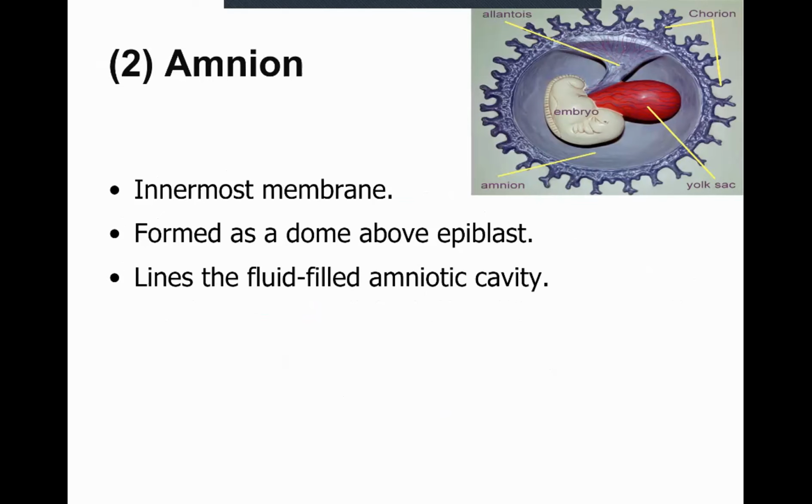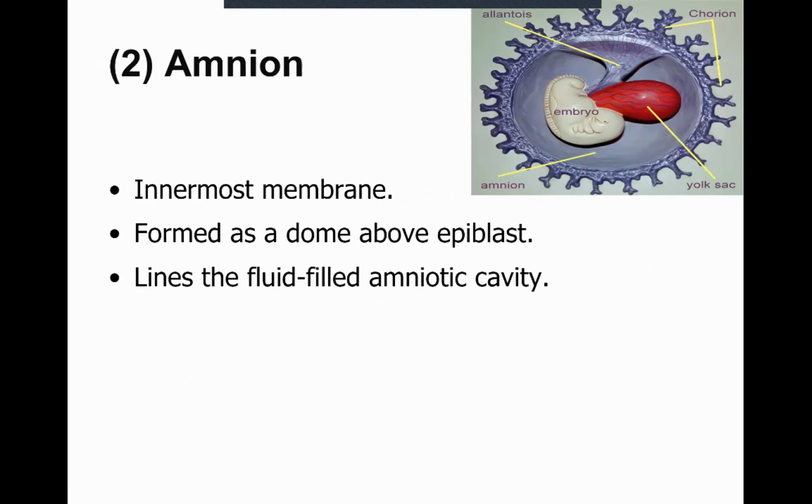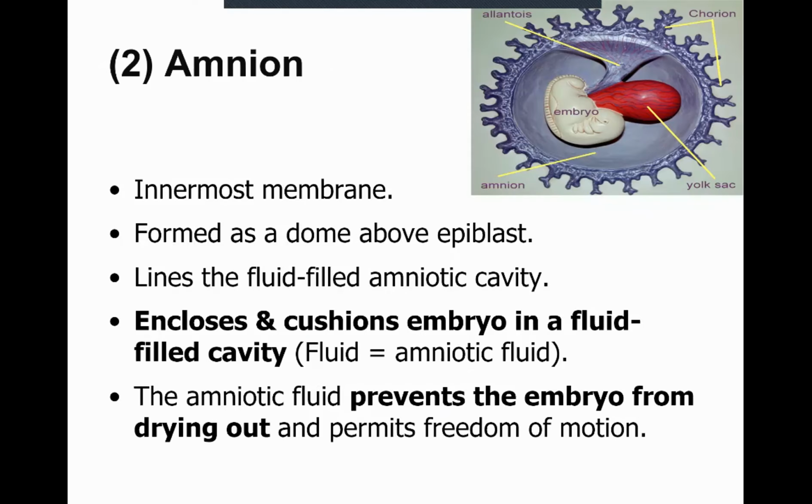Okay, next one is amnion. Okay, amnion is the innermost membrane. Innermost membrane. Okay, so kita tengok balik gambar yang ni. Do we have another picture? Okay, ada. Right. So amnion is the innermost membrane. It forms as a dome. Bentuk dia macam dome, right? Macam kubah above the epiblast.